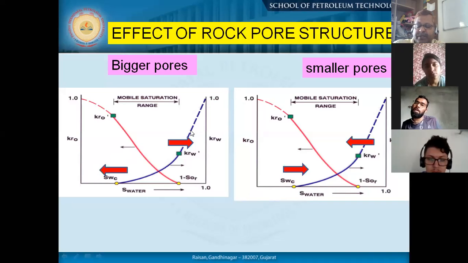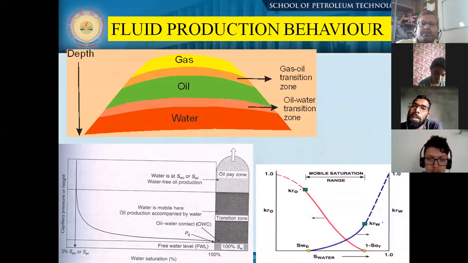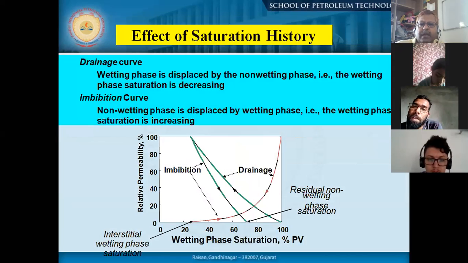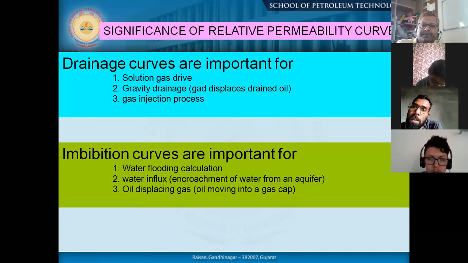So these are some of the particular things we need to take care of when we are considering reservoir flow. Okay, so production behavior I have already discussed, isn't it? If you perforate in the oil pay zone, or if you perforate in the transition zone. So now drainage and imbibition, you see the two graphs are different, isn't it? That means in the same system, if we study drainage and if we study imbibition, there is a different graph, and the saturation at the same capillary pressure will be different.